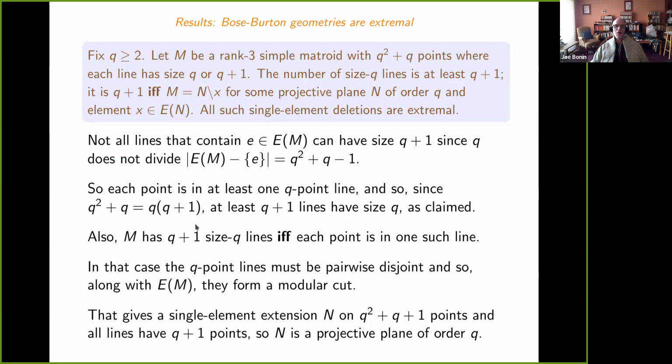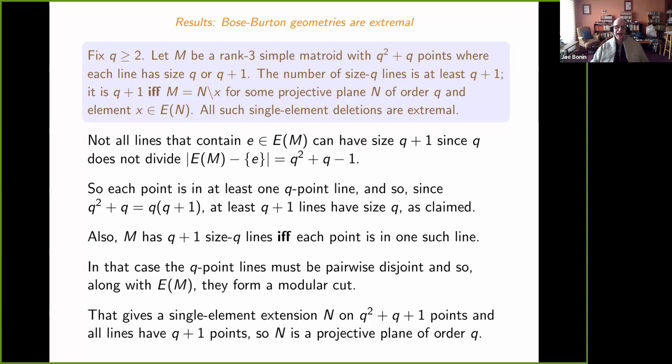The only time you're going to get Q plus 1, though, is if each point is in exactly one Q-point line. So all the Q-point lines are disjoint. Oh, well, in that case, you can just put one more point back on them. You have a modular cut and you can do an extension. But yeah, you can just put one point back on them. You get your projective plane. So in the extremal case, you definitely have a 1-point deletion of a projective plane.